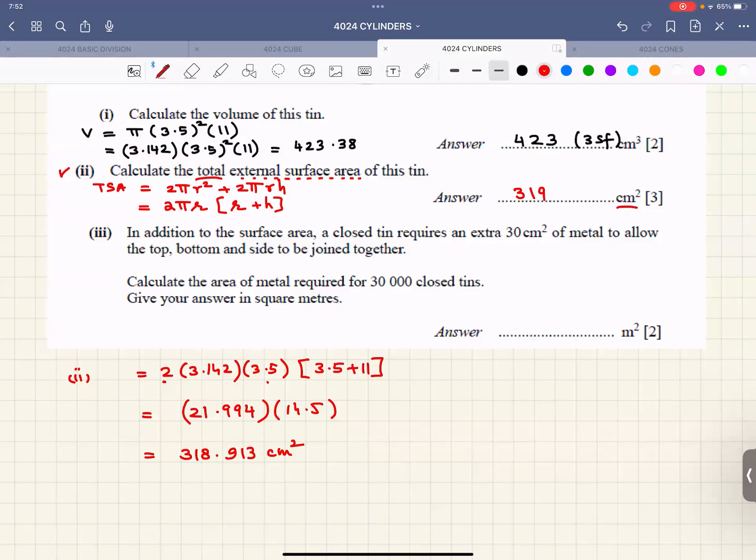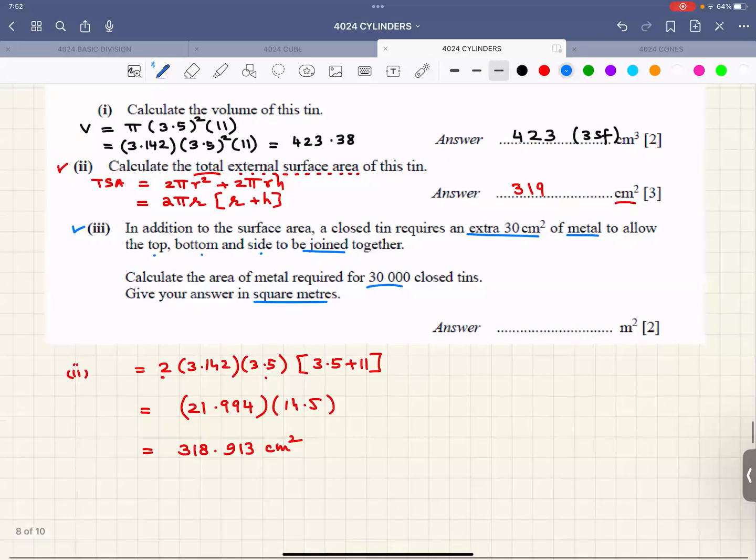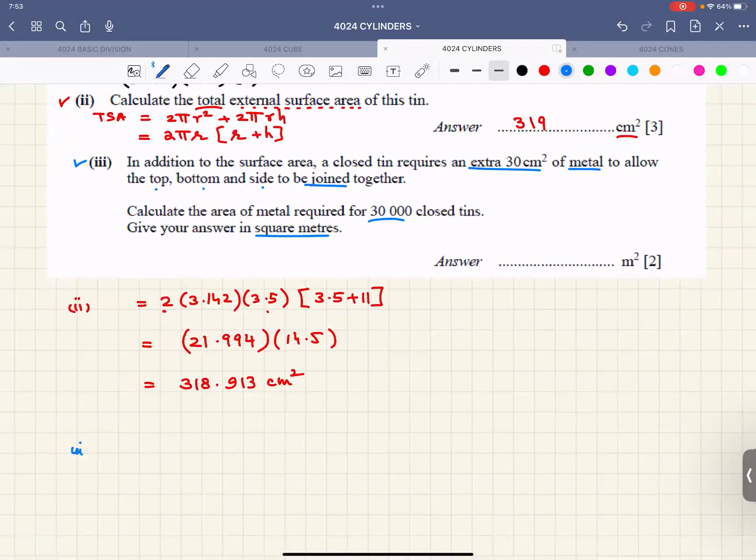Now it says, in addition to the surface area, a closed tin requires an extra 30 centimeters square of metal to allow the top, bottom, and side to be joined together. Calculate the area of metal required for 30,000 closed tins. Give your answer in square meters. This is everyday math. So for part 3, use the unrounded value 318.913 plus 30. That is the total surface area.